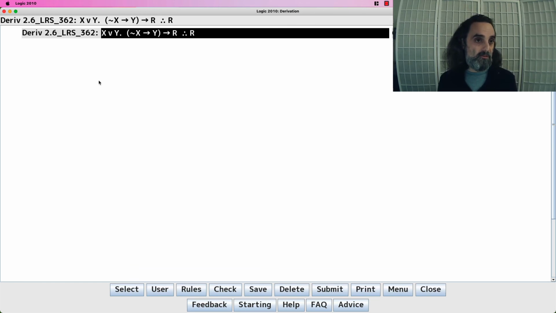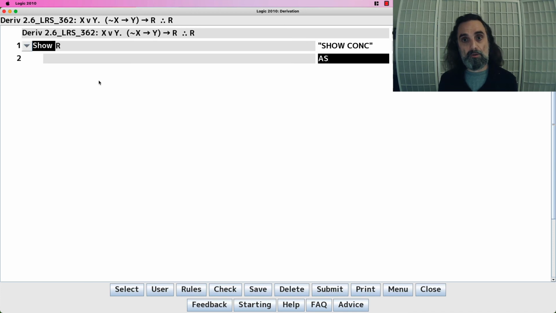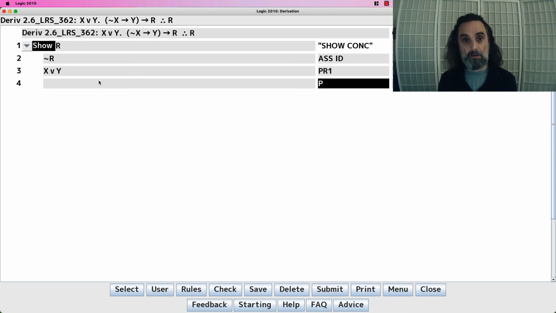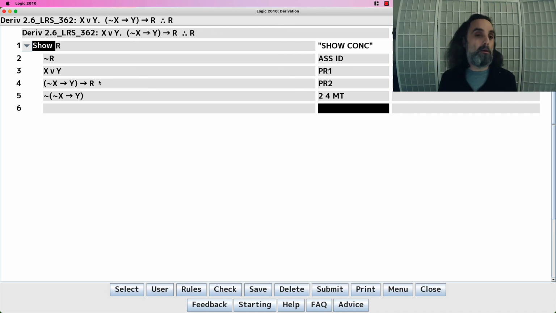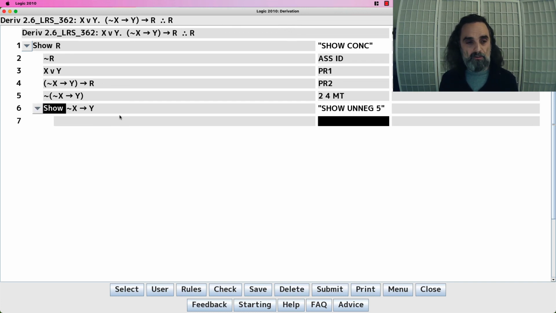We could do this differently. We could say show the conclusion, and then we'd say assume ID, and then bring in our two premises. If we do it this way, we can do MT with 2 and 4 because negation R is the negation of the consequent of line 4, and we get not, if not x, then y. And at this point, we would have to do show a negation, right? With 5, that's the only thing we can do. And so we're going to show if not x, then y.